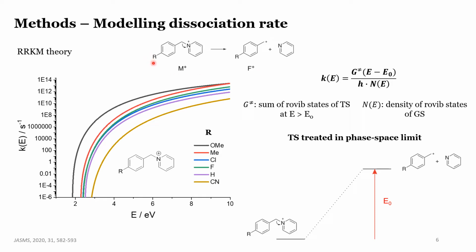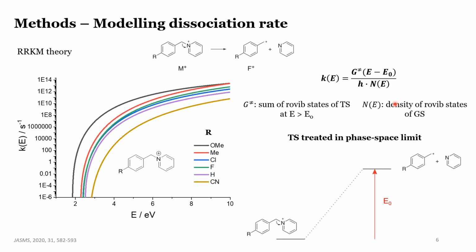Depending on what R group is found in the para position, the bond dissociation energy of these species varies. By modeling the kinetics of the dissociation, the observed degree of fragmentation can be converted to an effective ion temperature. To do this, we take a page from RRKM theory, which is effectively the gold standard for describing kinetics of unimolecular dissociation. RRKM theory describes the rate of dissociation as a function of ion internal energy, E, and is essentially the sum of rovibrational states of the transition state that have an energy greater than the dissociation energy of the reaction, E0, divided by the density of rovibrational states of the ground state and weighted by Planck's constant.